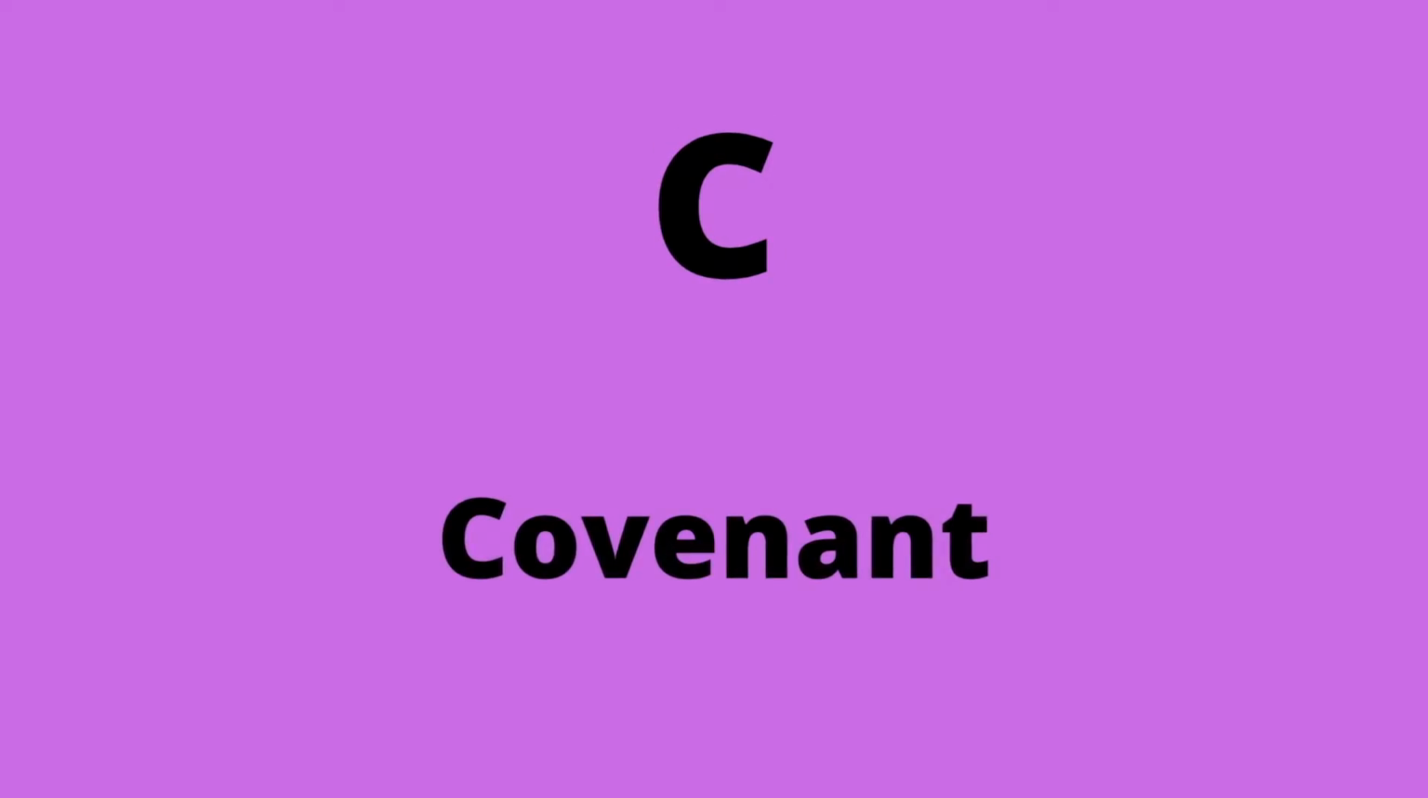C is for covenant. A covenant is simply a promise that one party makes to another in a contract. Covenants often run with the land. For example, a promise to not build any buildings over 2 stories tall.